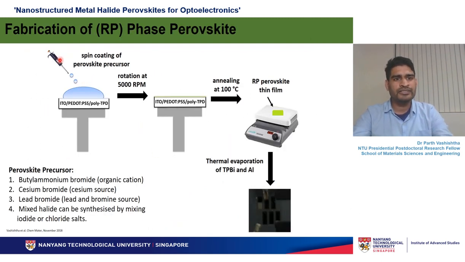For example, here you can see we fabricated these quasi 2D perovskites. We also call them Ruddlesden-Popper phase perovskites, just a different name for the same materials. This Ruddlesden-Popper perovskite is prepared in the same way as the three-dimensional perovskite.